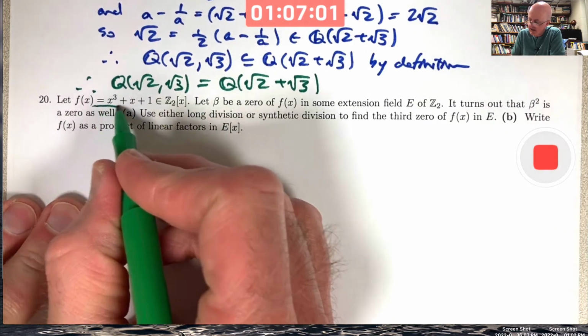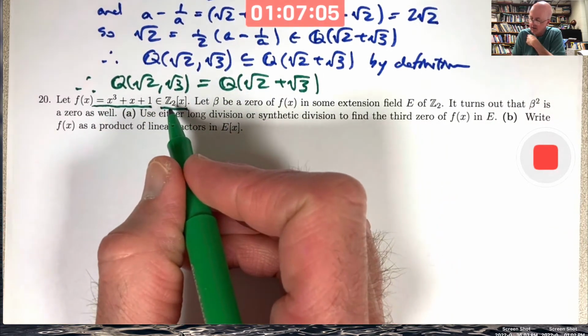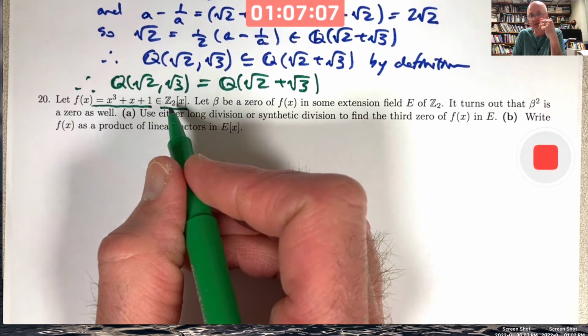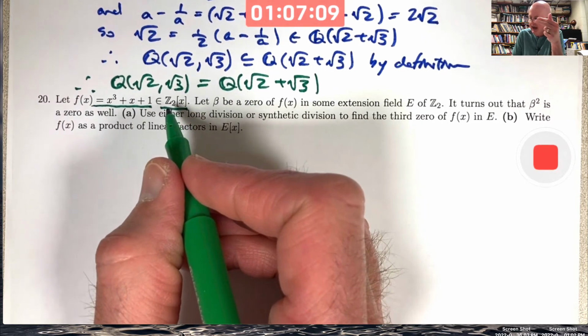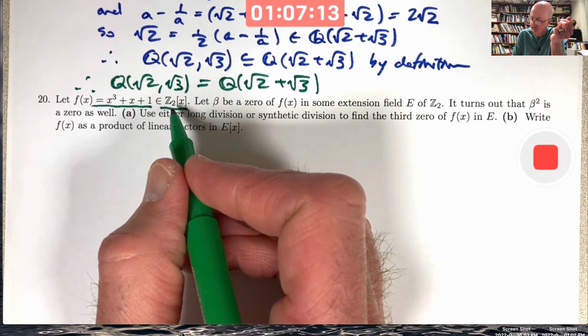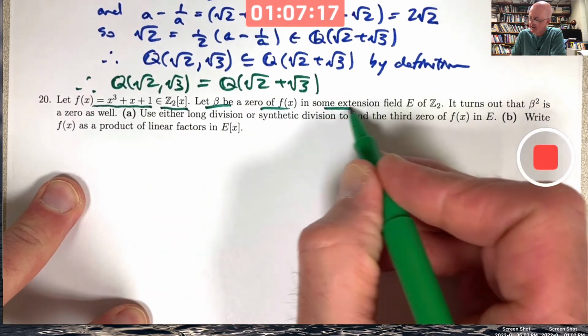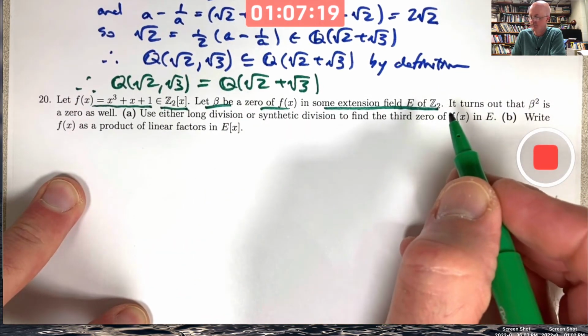Consider this cubic in this polynomial ring. So I'm assuming the coefficients are from Z2, meaning either 0 or 1. And when I add polynomials or multiply them, I've got to mod the coefficients by 2. Let beta be a 0 of f(x) in some extension field E of Z2.